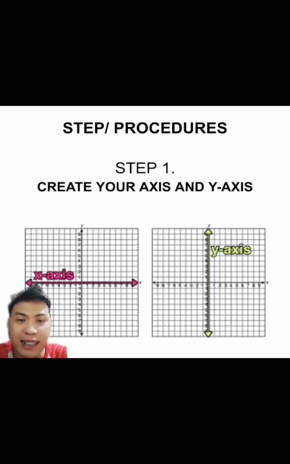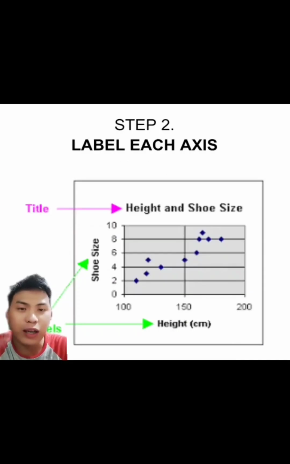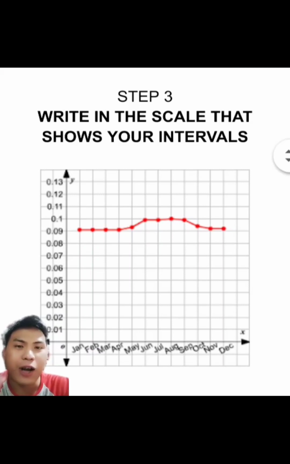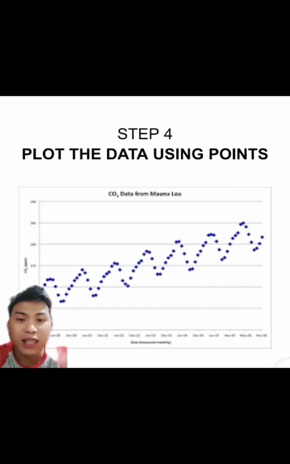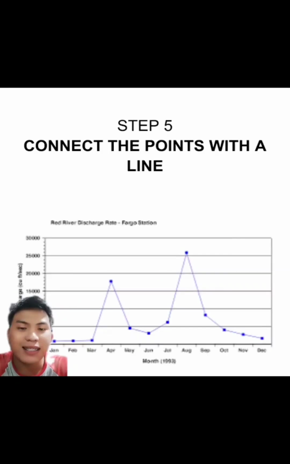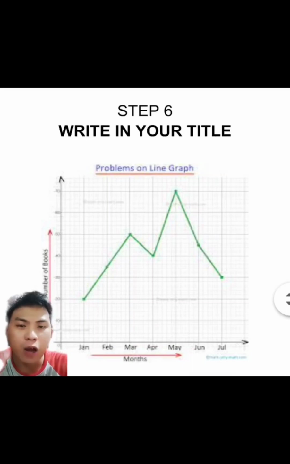Step 1. Create your x-axis and y-axis. Step 2. Label each axis. Step 3. Write in the scale that shows your interval. Step 4. Plot the data using points. Step 5. Connect the points with a line. Step 6. Write in your title.